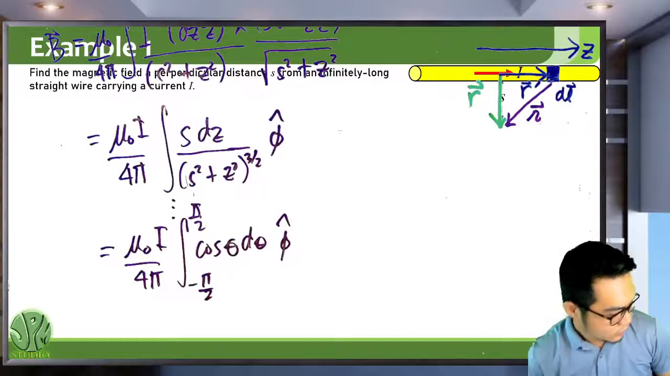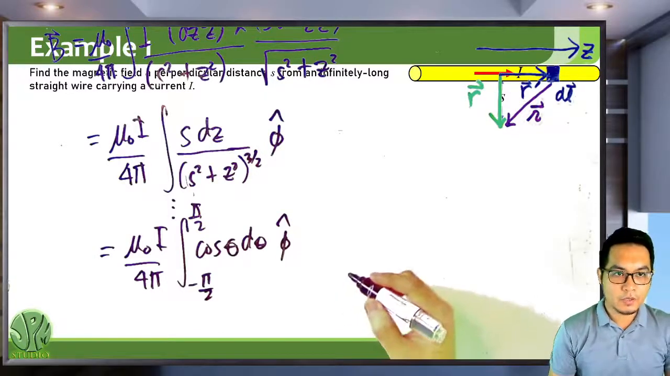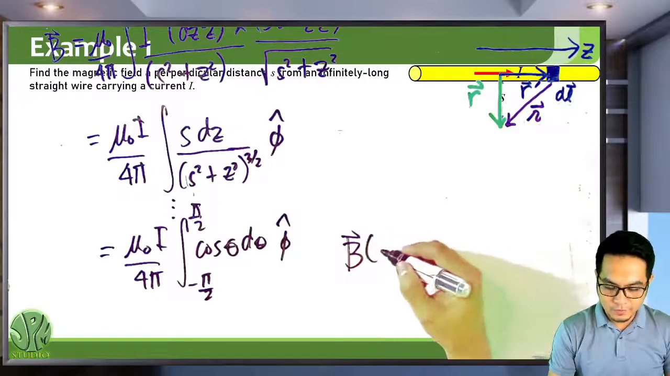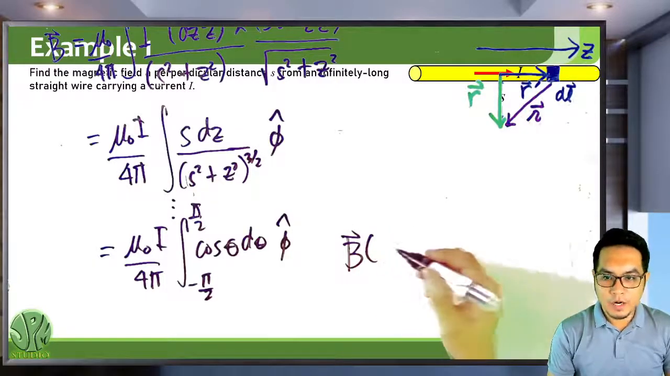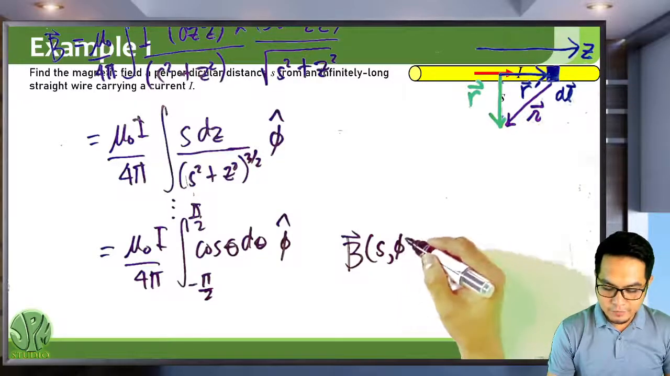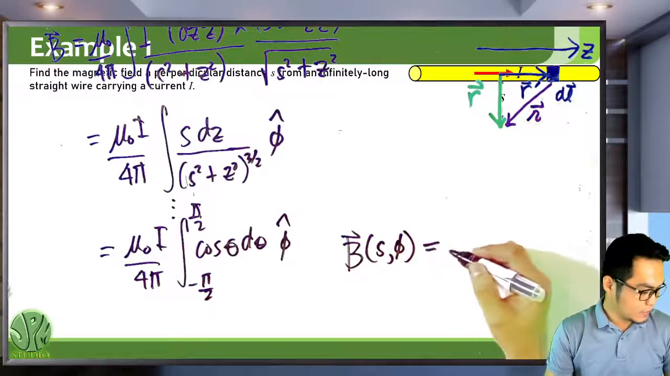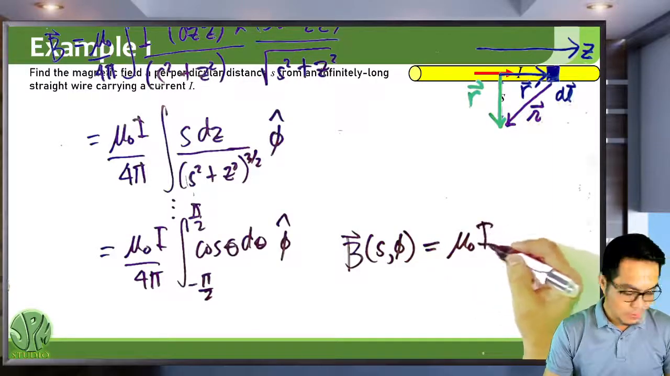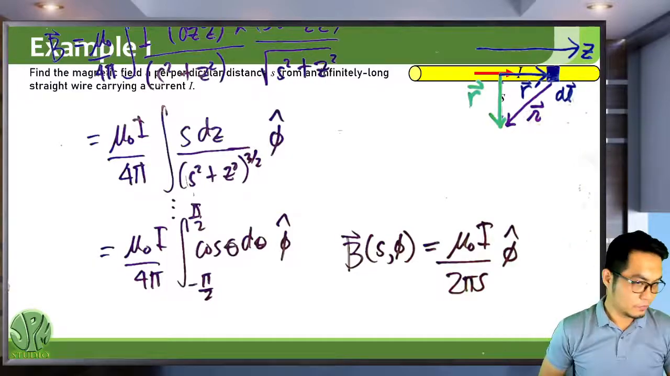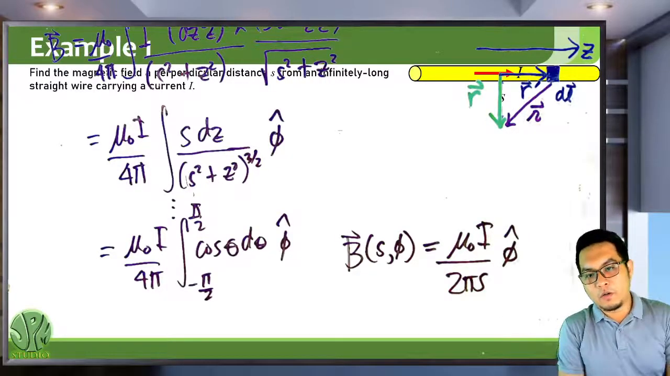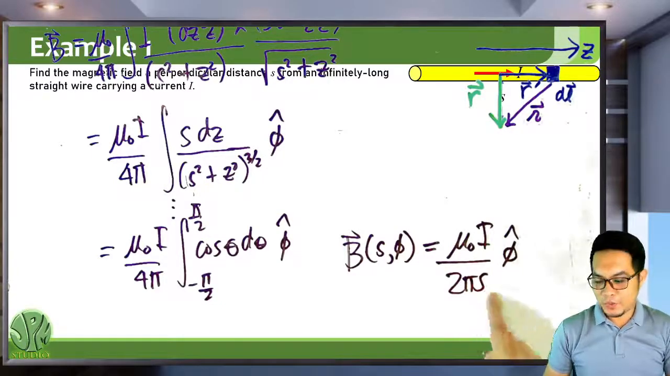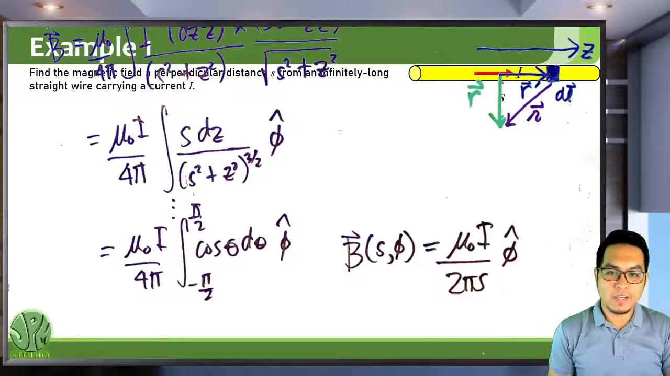Okay. In doing so, we can solve for our magnetic field at r. Our r in cylindrical coordinates is s and phi. It has no z dependence, so you will actually get mu naught I over 2 pi s phi hat. So it only depends on s for the magnitude and phi for the direction.